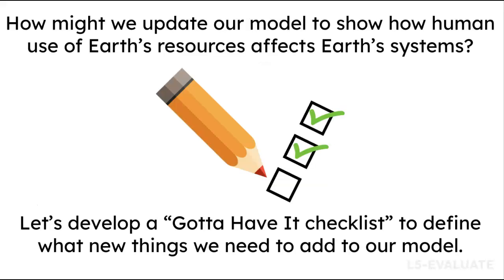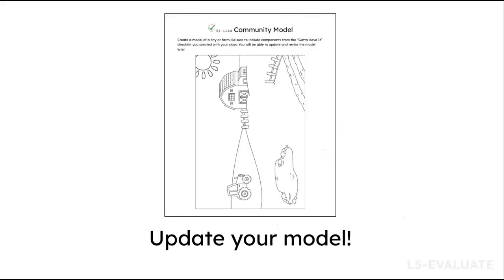For the Evaluate portion, you'll remind students of the model they've been working on. You'll ask them how they might update their models to show how human use of Earth's resources affects Earth's systems. You'll develop a Gotta Have It checklist with students to define what new things they need to add to their model. You'll have students update their model in the Community Model student journal page.